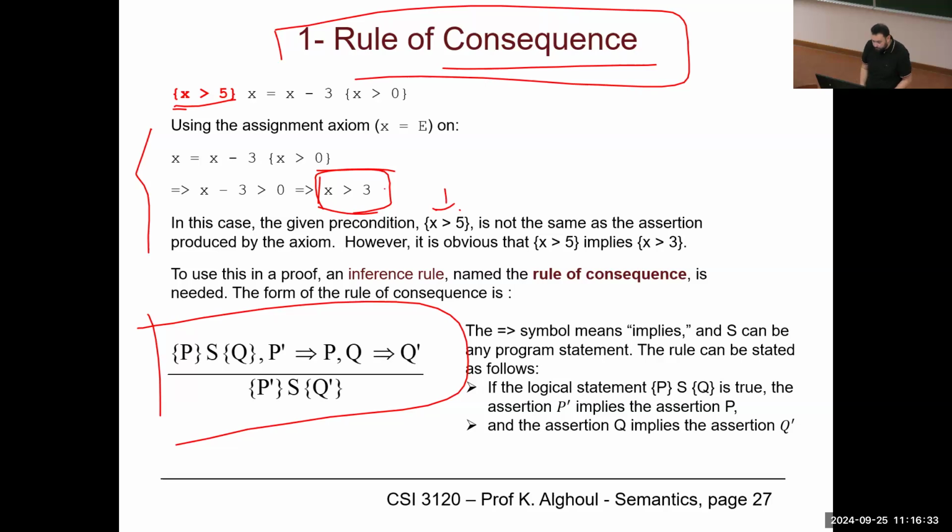You know, should be reversed. You say, however, it's obvious that x greater than 5 implies x greater than 3. It should be, exactly. Okay, I'll fix these because I made these slides in the morning.